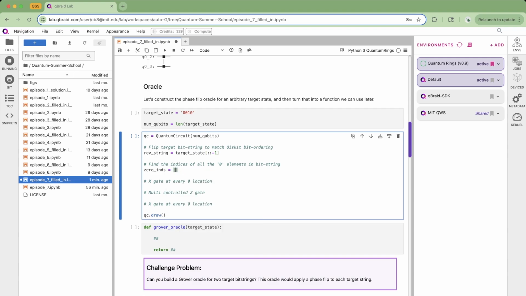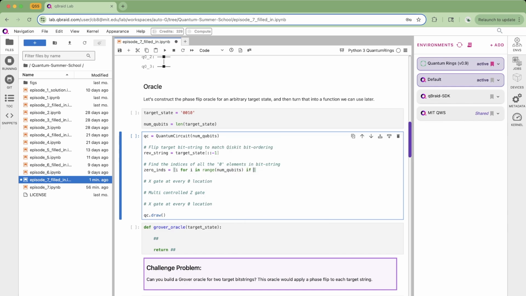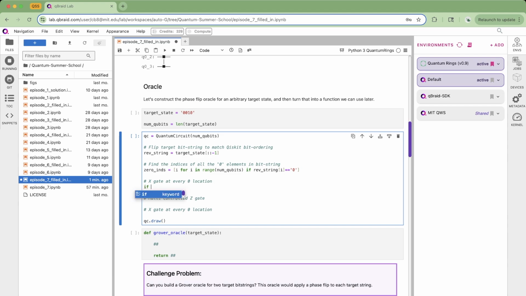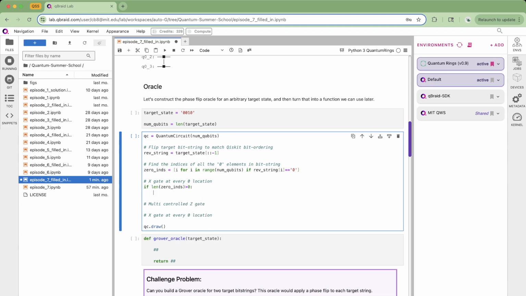So we can do this as a list comprehension, or you could do it as a for loop if you like. So it's going to be any index i in the range of the number of qubits if that element in the reverse string is equal to 0. Then we want to apply an X gate at every 0 location. So if there are any, because otherwise it will throw an error, then we want to apply an X gate on those indices.